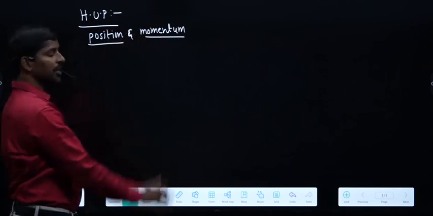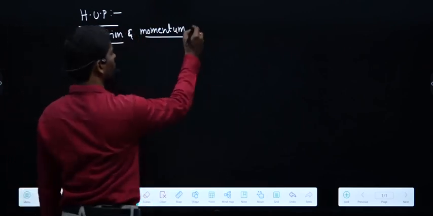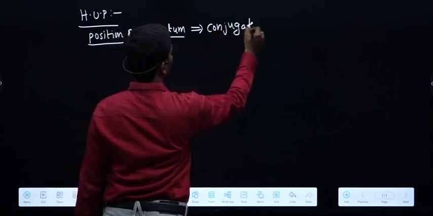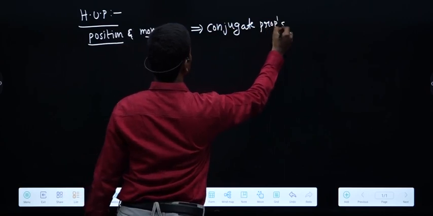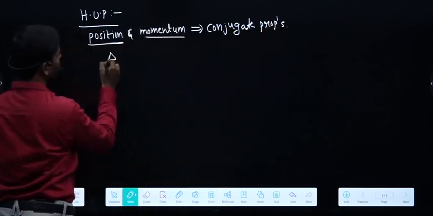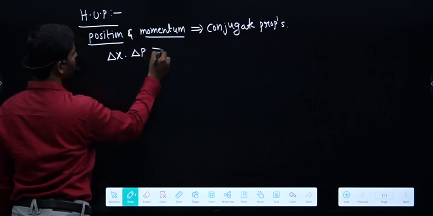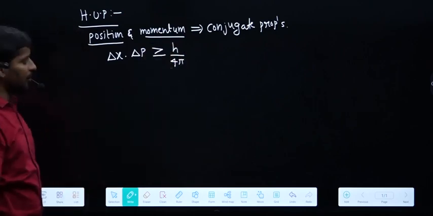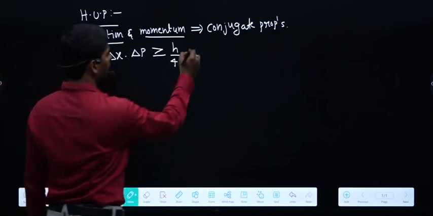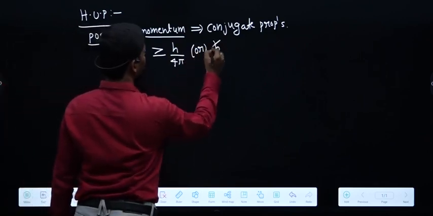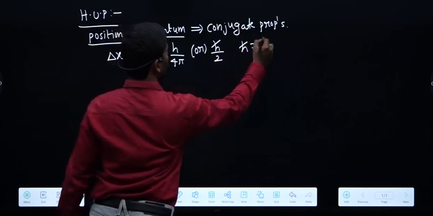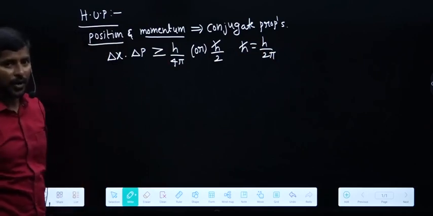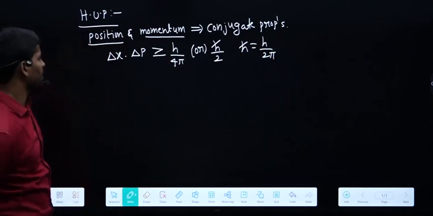The properties which we cannot determine simultaneously and exactly are called conjugate properties. So position and momentum are called conjugate properties. Let us consider uncertainty in the position delta x, uncertainty in the momentum delta p. Then according to Heisenberg uncertainty principle, delta x into delta p is greater than or equal to h by 4 pi, or h bar by 2, where h bar is reduced Planck's constant, h by 2 pi.